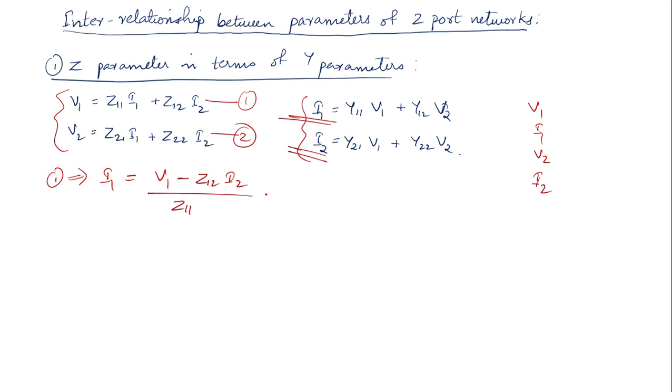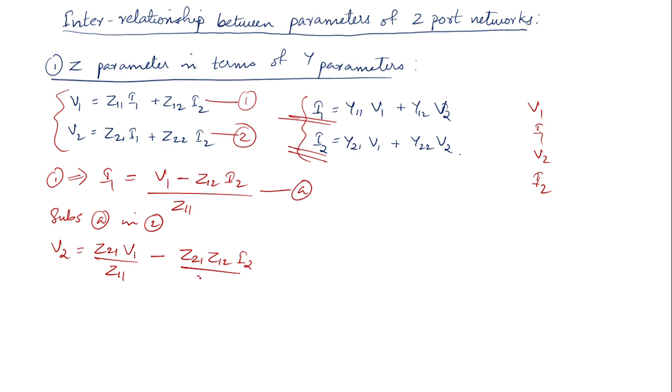Right, it's correct, right? I will call this equation A and substitute equation A in the second equation. I will substitute A in equation 2. So what will you get? You will get V2 is equal to Z21 V1 by Z11 minus Z21 Z12 I2 by Z11 plus Z22 I2.